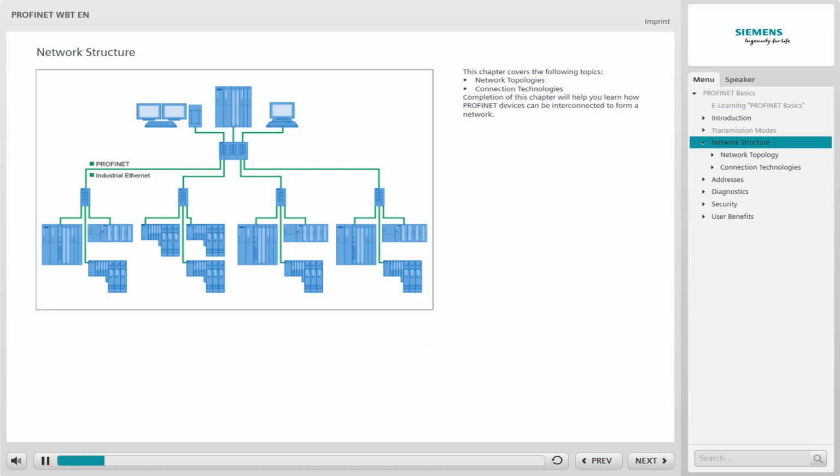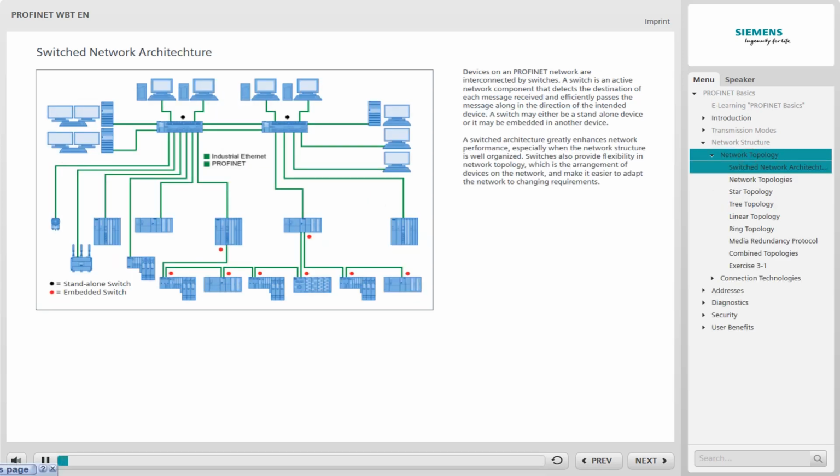This chapter covers the following topics: network topologies and connection technologies. Completion of this chapter will help you learn how PROFINET devices can be interconnected to form a network. Devices on a PROFINET network are interconnected by switches.